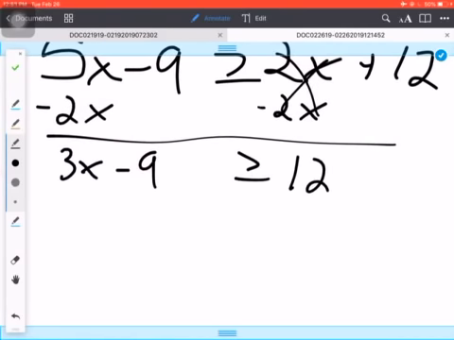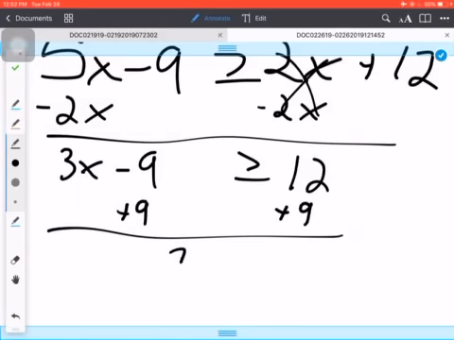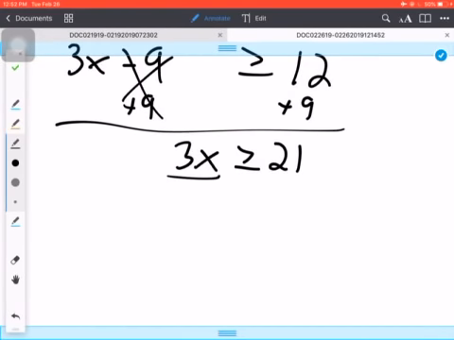All my variables are together. I want this non-variable term away. So I'm going to add 9 to both sides. I now have 3x, because this creates a 0 pair, is greater than or equal to 21. Last, of course, is get x all by itself. So I now have x is greater than or equal to 7.